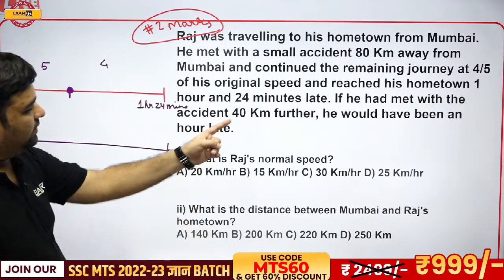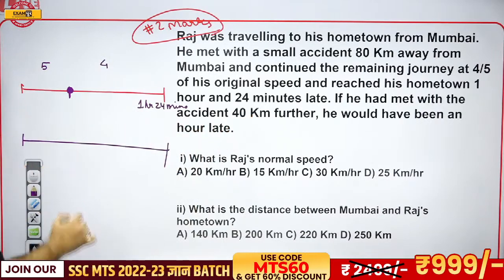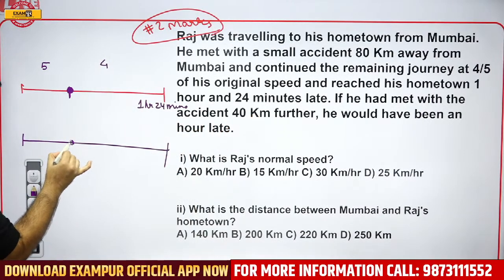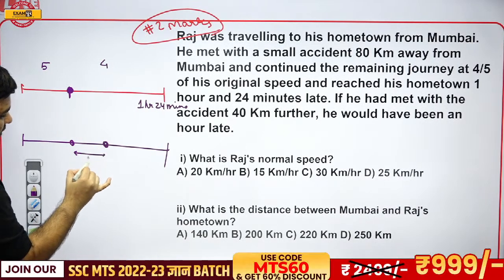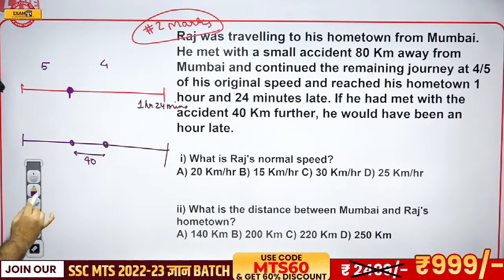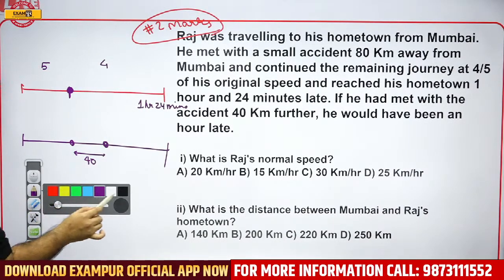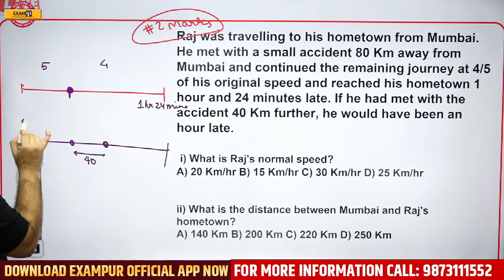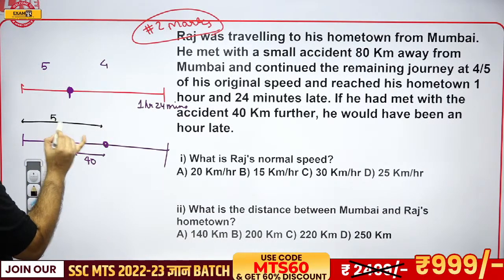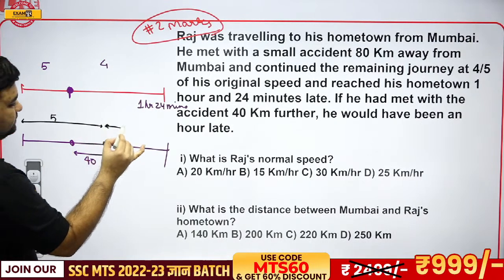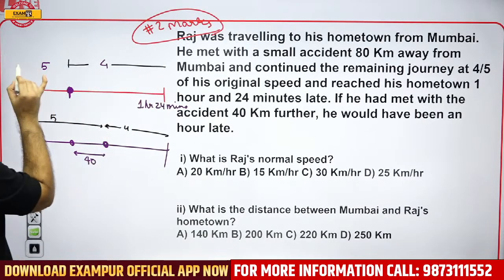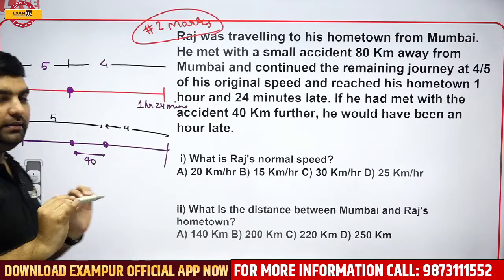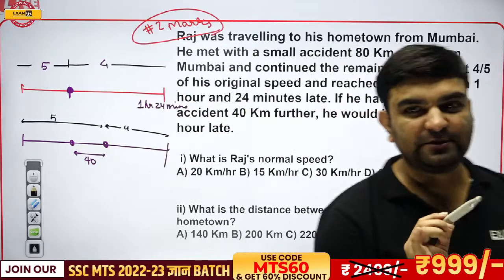Had the accident happened after 40 kilometer, not here, after 40 kilometer, the speed will become 4 by 5 after this point.